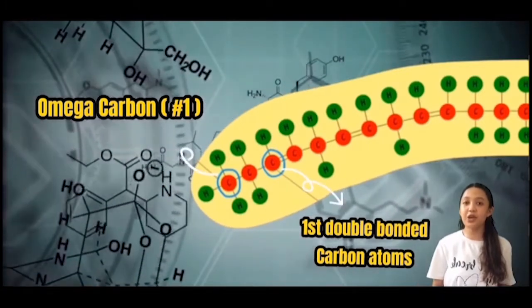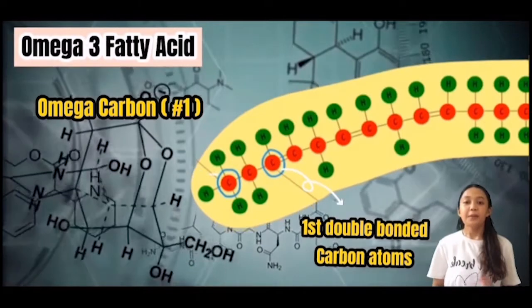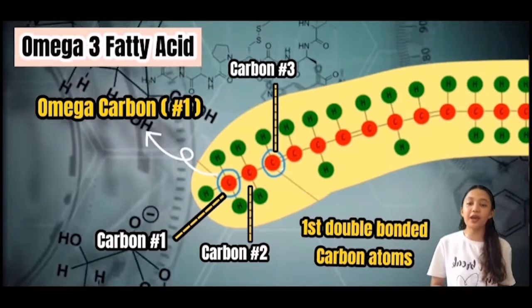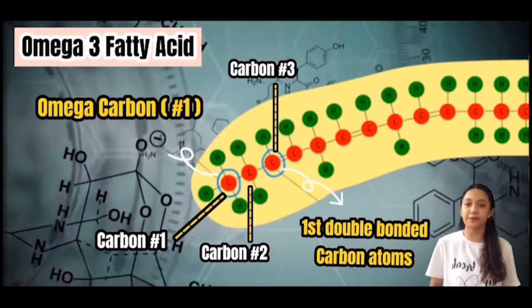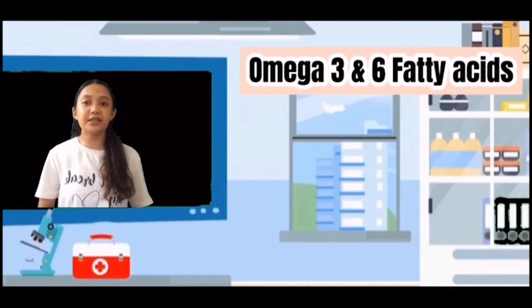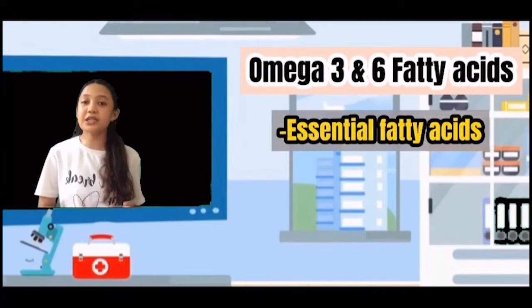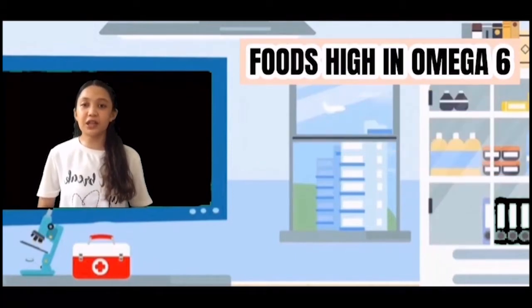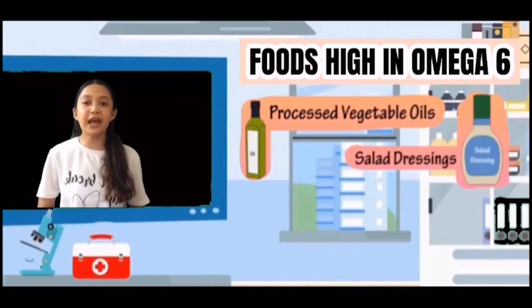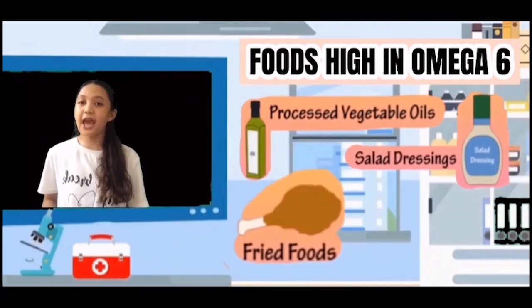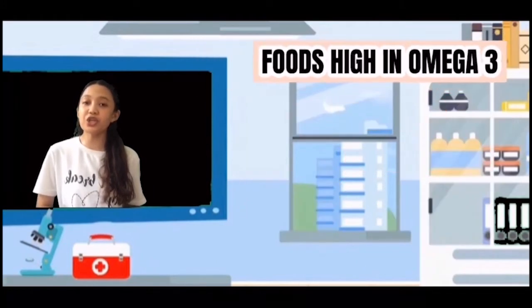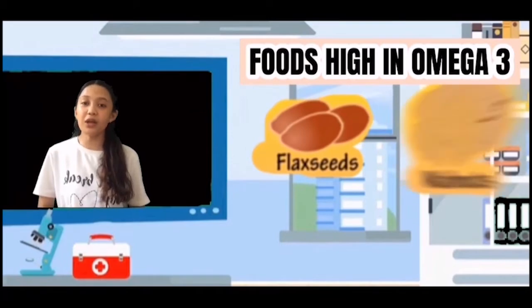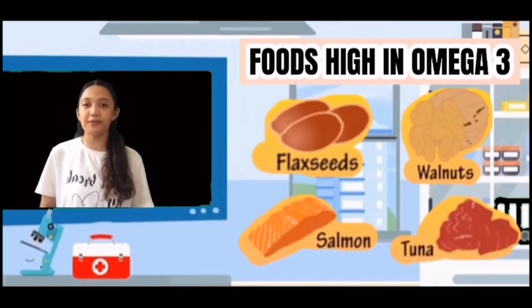The fatty acid here is an omega-3 fatty acid because the first double bond occurs at carbon number 3. The other omega fatty acids follow the same structure. The omega-3 and 6 fatty acids are considered essential because the body cannot make them. Foods high in omega-6 fatty acids include processed vegetable oil, salad dressing, fried foods, and grain-fed beef. Foods rich in omega-3 fatty acids include flax seeds, walnuts, salmon, and tuna.